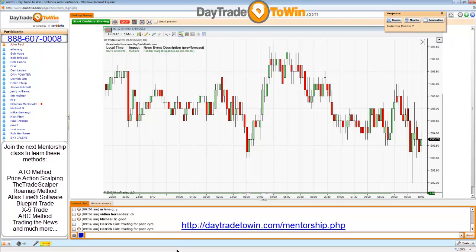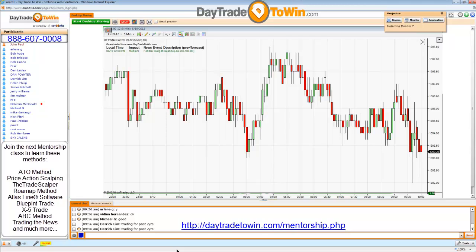I do have a few courses. They're all based off of price action. I only have one software, which is the Atlas line, which is also price action, but it's a proprietary indicator called the Atlas line. But besides that, there's no candlestick interpretation. There's no Fibonacci's. There's no Gann. There's nothing like that that I show and I teach. I really want to know what's happening, whether it be the at the open method, or the trade scalper method, or the price action scalping, or blueprint, or roadmap, any of the methods that I teach. It's really all based off of price.